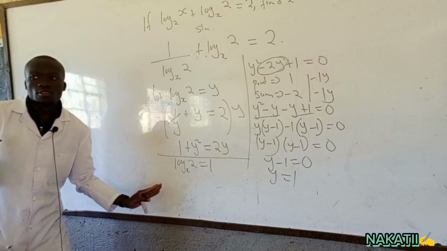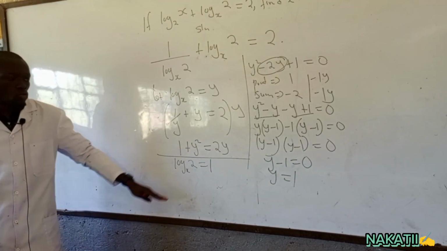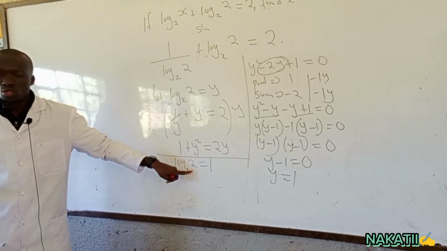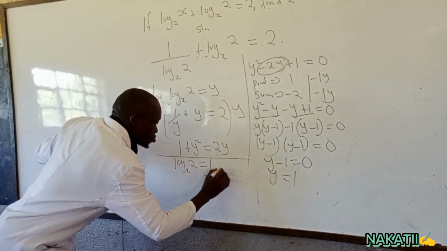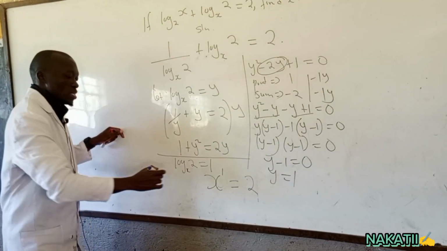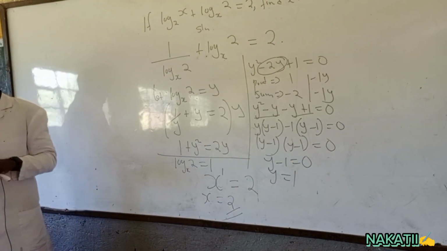Now change this one from log notation to index notation. So it will be x raised to 1 is equal to what? 2. I'll have x raised to 1 is equal to 2. x raised to 1 is x, meaning x is equal to what? 2. That is the answer.